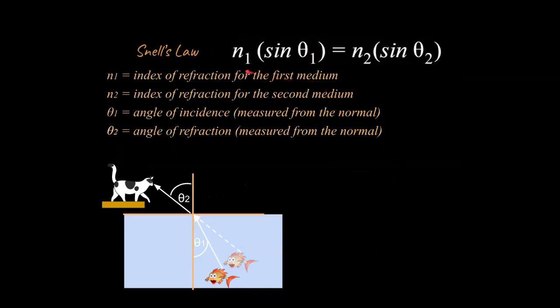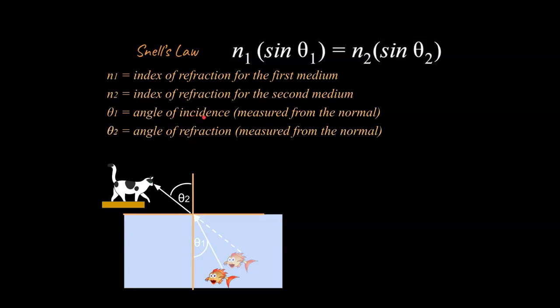All right, so let's take a look at Snell's law. Snell's law over here is just n1 sine theta 1 is equal to n2 sine theta 2. I'm going to label what these things are. So n1 is the index of refraction for the first medium. The reason for that is, remember, when we're dealing with refraction, we're talking about light as it goes from one medium to another, and it gets bent as it goes from one medium to another.